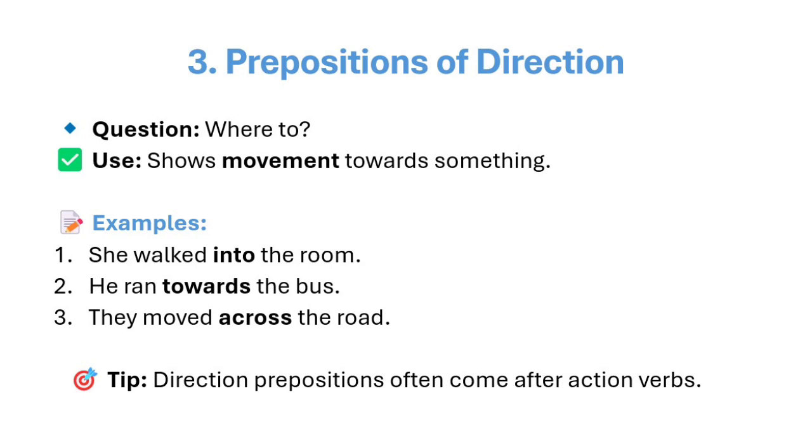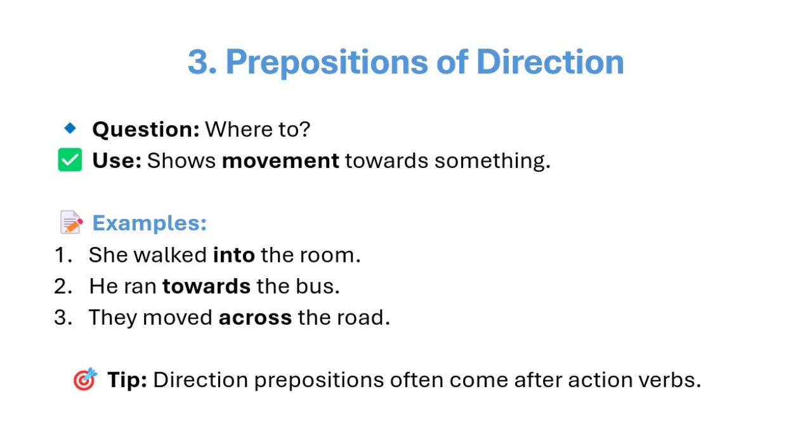Now the third type is prepositions of direction. It answers the where to question. Now see the use. It shows movement towards something. See the examples. She walked into the room. Here from into we are getting to know the movement of her. Okay. She walked into the room.